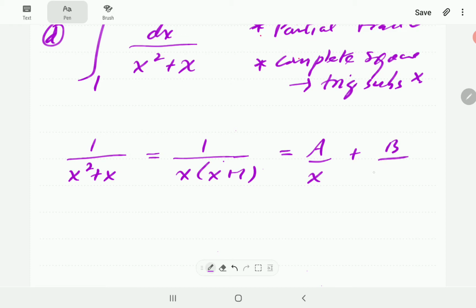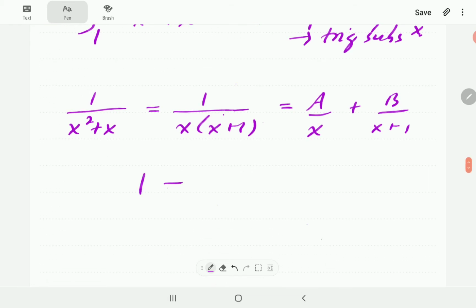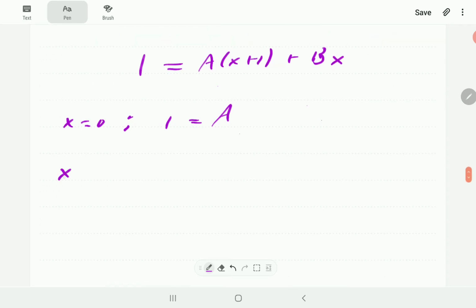So plus b over x plus 1. If we clear the fractions here, this thing is going to give us a into x plus 1 plus bx. And then there are two roots of this denominator. One of them is x equals 0. If we plug in x equals 0, it gives us a is 1. The other one is negative 1. If we plug in x is negative 1, it gives us b is negative 1.